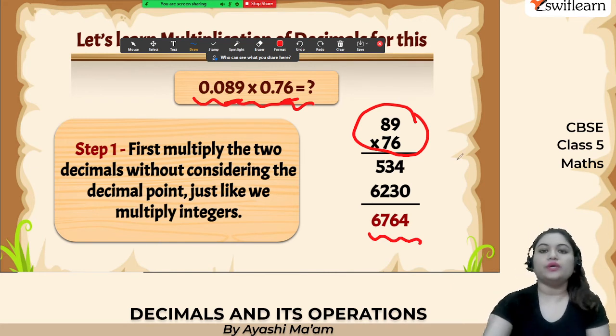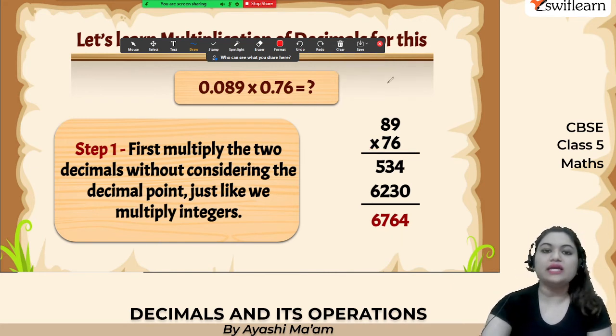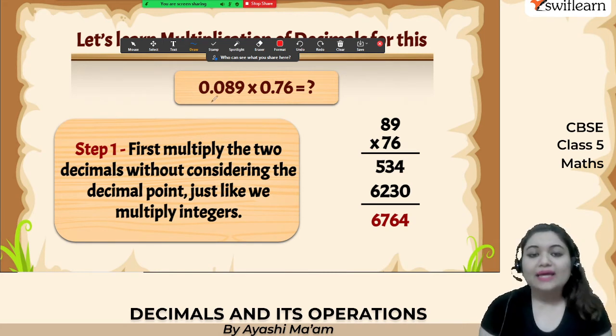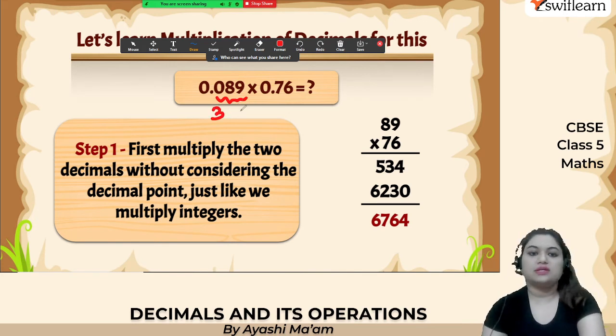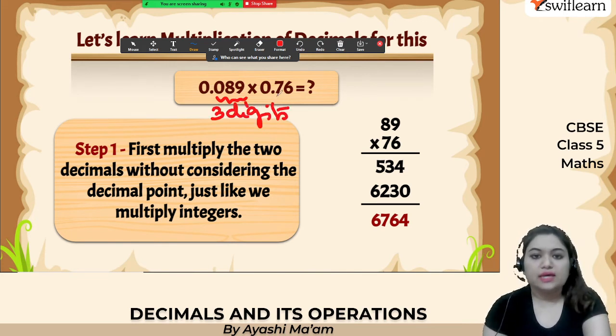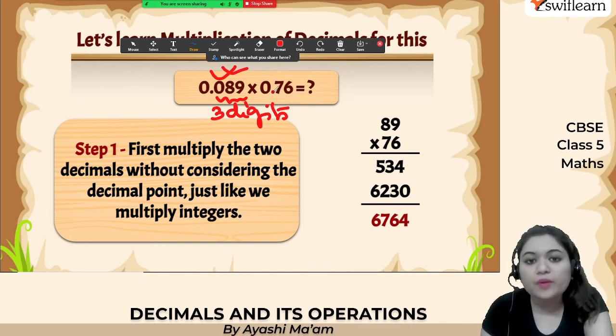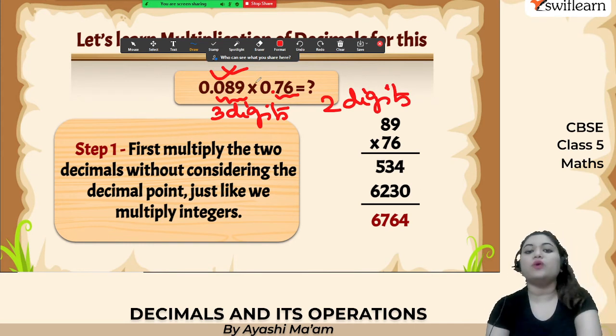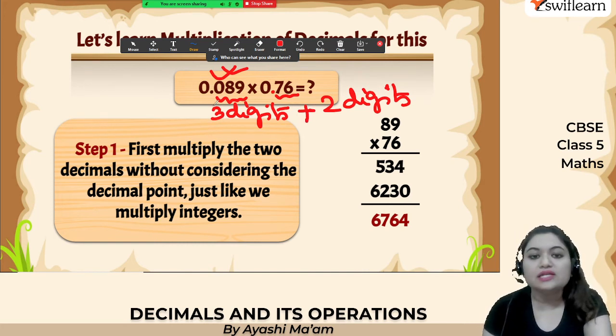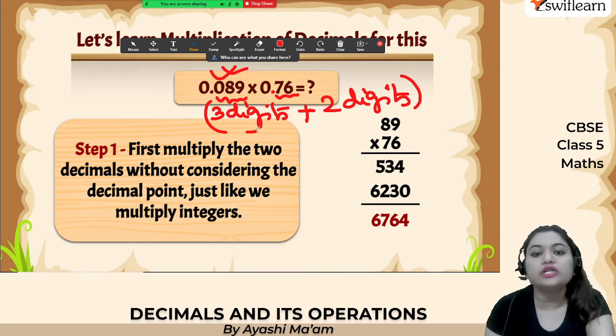Now what you will do is, just listen to it, very easy trick. In the first number after the decimal point we have 3 digits, 089. In the second number after the decimal point we have 2 digits, that is 7 and 6. So simply add these two. That means 3 digits plus 2 digits, that means 5 digits.